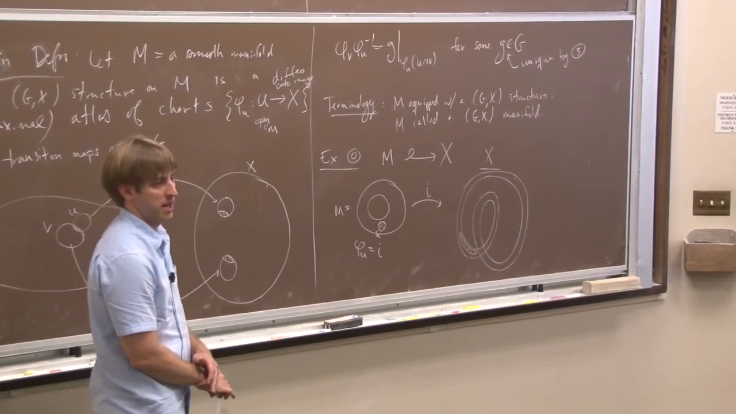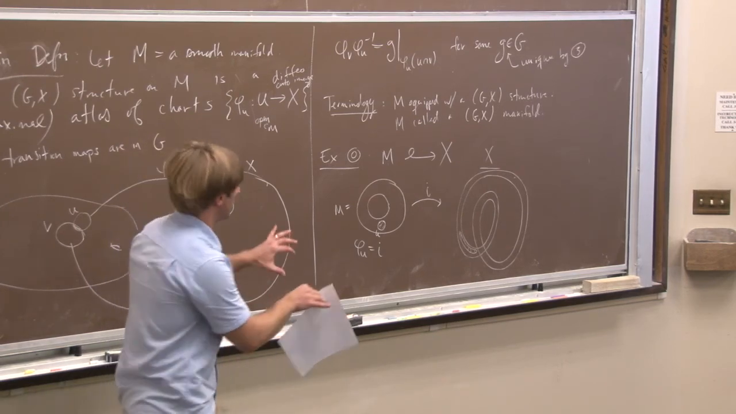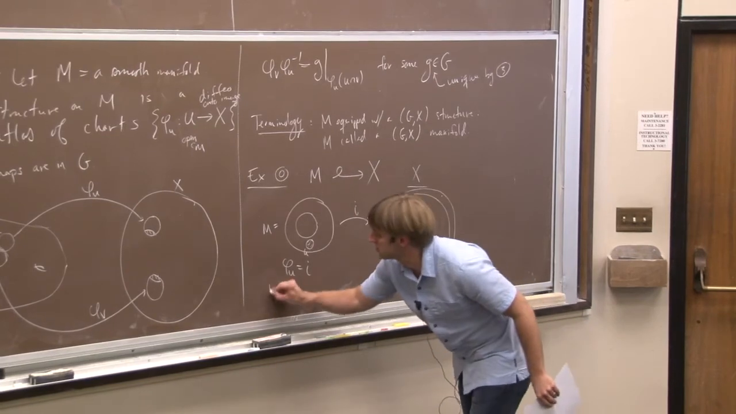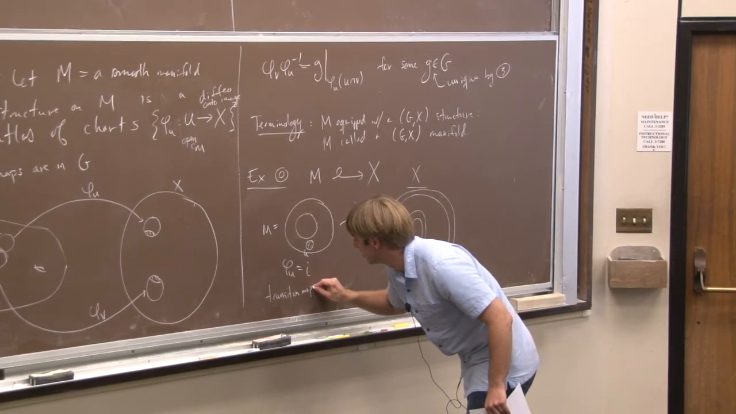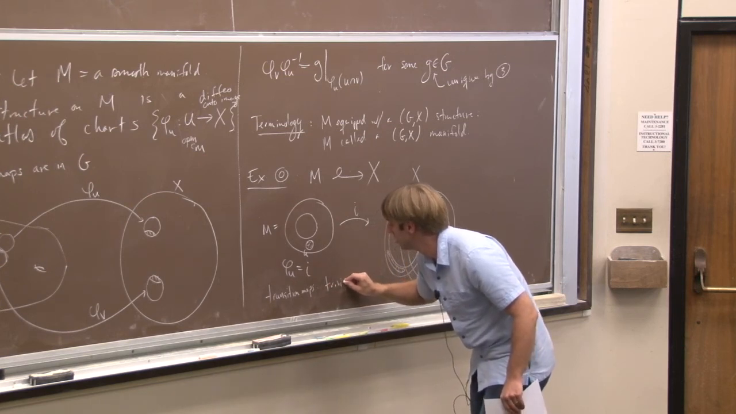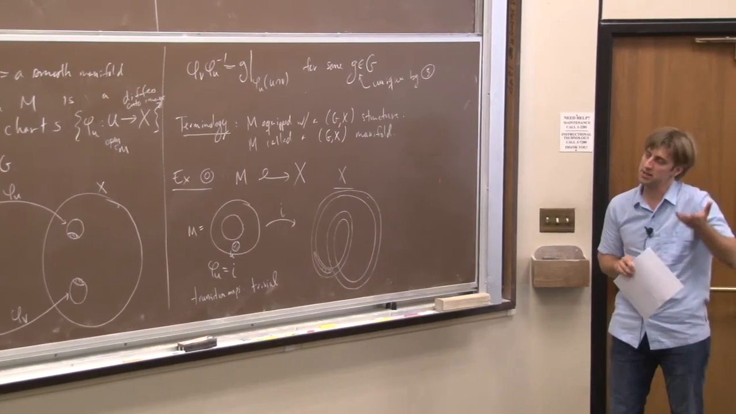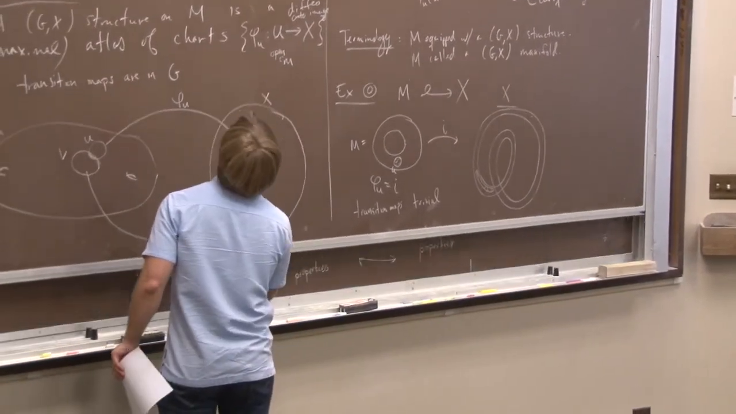Okay, what are the transition maps? They're just trivial, right? All of the charts actually already agree on the overlap. Okay, so transition maps trivial. Okay, that's kind of silly. It doesn't use G at all, right? So that's not a very interesting GX structure.